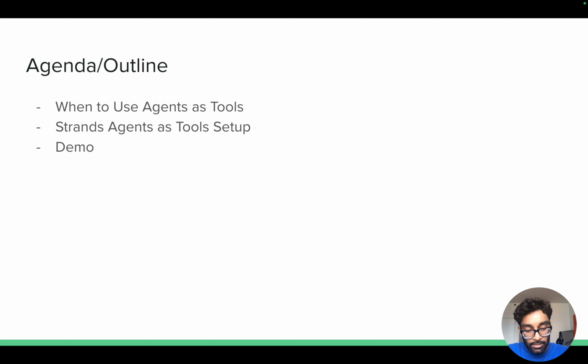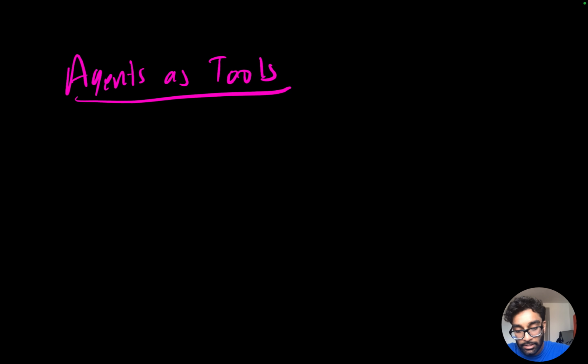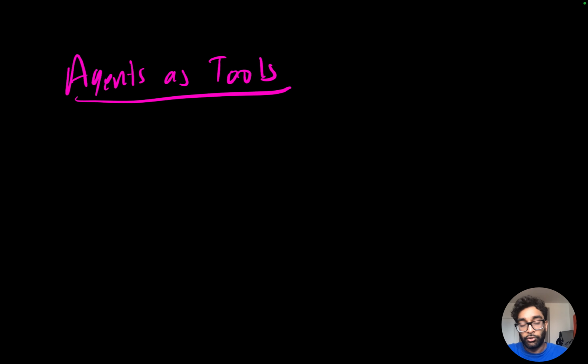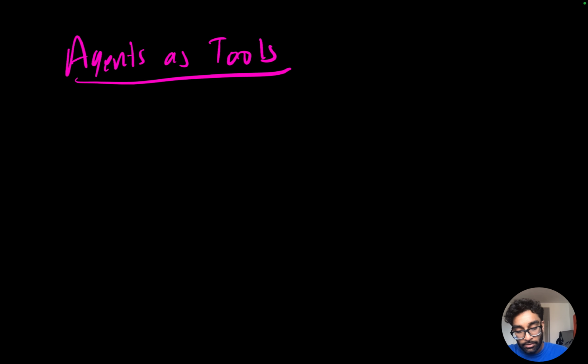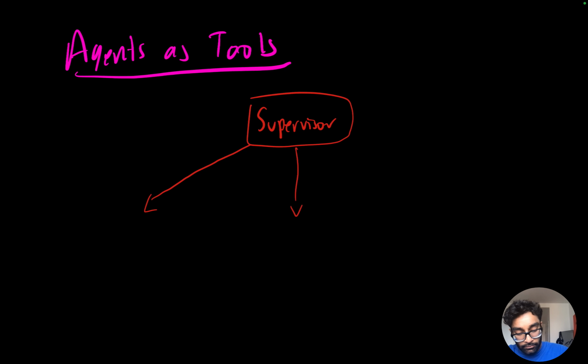Let's take a few minutes to talk through agents as tools, revisiting and overviewing what we already visited in that multi-agent architecture video series. But right here, the essence with agents as tools is that we're going to have a supervisor agent. And within the supervisor agent, we'll have many different sub-agents that are very, very specialized.